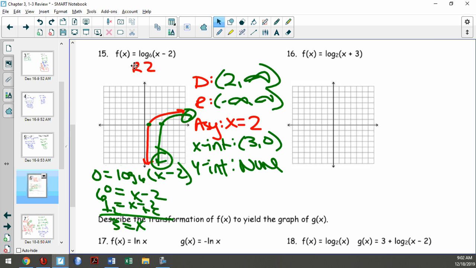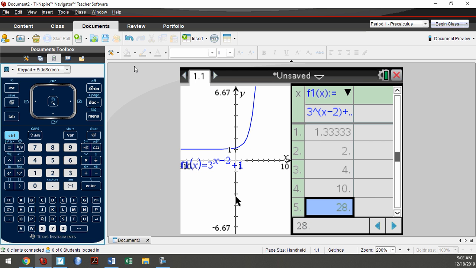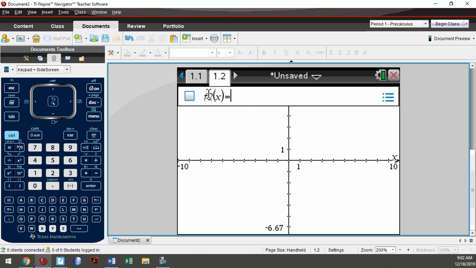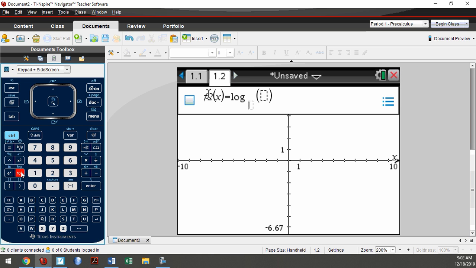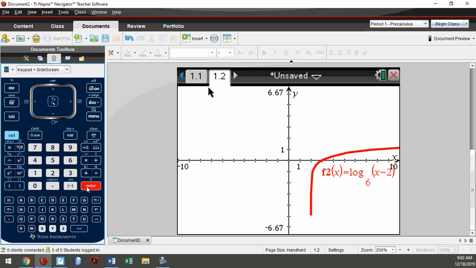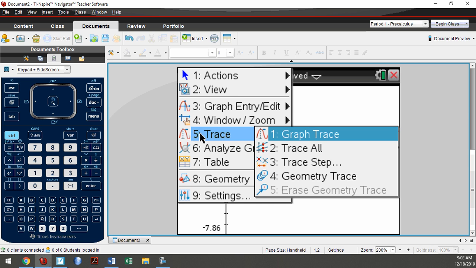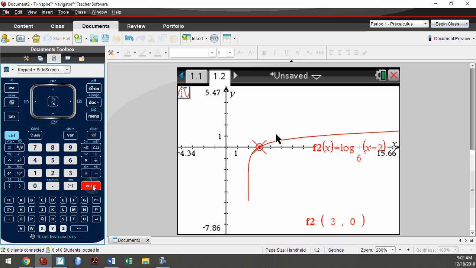I'm going to come back over here to my graphing calculator. I'm going to hit control doc and add another graphs page. I'm going to hit control 10 to the x and put a base of 6 there. Arrow over and make this x minus 2 and hit enter. Do you see that this is going to be my graph? Now, I can go ahead and hit menu, trace, graph trace, and I can put a 3 in there. When x is 3, what is my y value? 0, meaning my x-intercept at (3, 0) is correct.